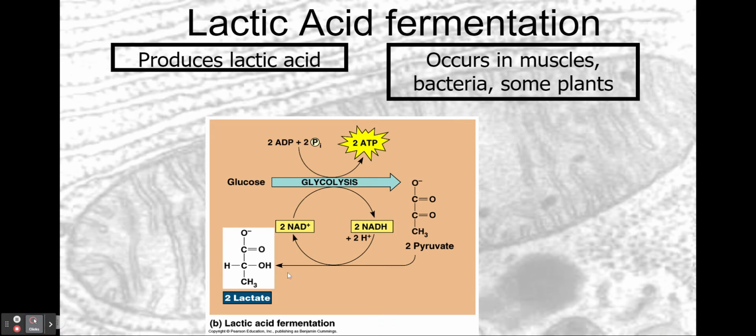All right. So, next is lactic acid fermentation. Lactic acid fermentation occurs in your muscles, bacteria, and some plants. Lactic acid is basically a substance that makes your muscles sore. If you constantly move a muscle over and over again in the same way, you will produce some lactic acid, which will kind of jam it up and make it hurt to move.